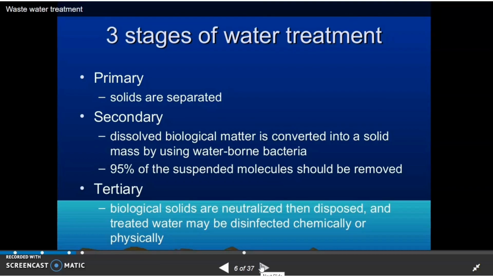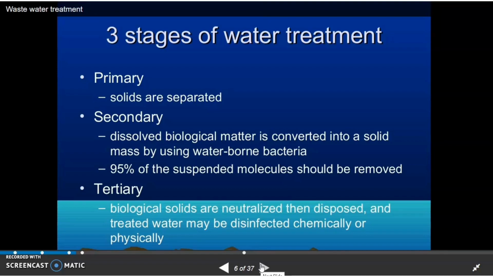In the primary stage of the water treatment, the solids are separated. Then the dissolved biological matter is converted into a solid mass by using waterborne bacteria in the secondary stage of water treatment. 95% of the suspended molecules should be removed in this stage.